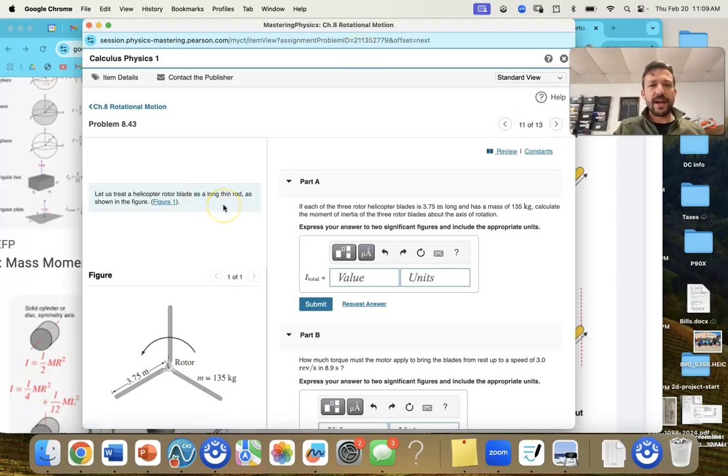A helicopter rotor blade has a thin rod. So he has these 3 thin rods. If each of the 3 rotor helicopter blades are 3.75 meters long and has a mass of 135 kilograms, calculate the moment of inertia of the 3 rotor blades about the axis of rotation. So we got these 3 rotor blades. They spin around the center, right? So I'm just going to focus on one blade, get the moment of inertia of it, and multiply it by 3 because there are 3 blades.